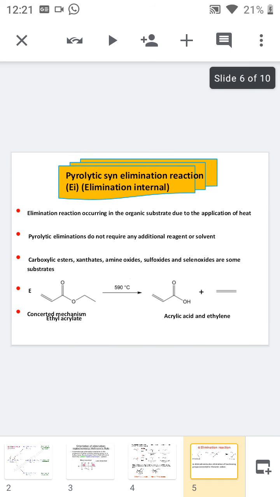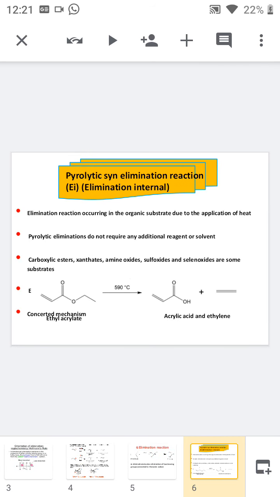Okay, now we are moving into the next topic, that is pyrolytic elimination. It is a syn elimination. That means both the leaving groups are eliminated from the starting material in the same direction. And this elimination reaction is otherwise known as Ei elimination or elimination internal. And the pyrolytic elimination reaction occurs in organic substances due to the application of heat.